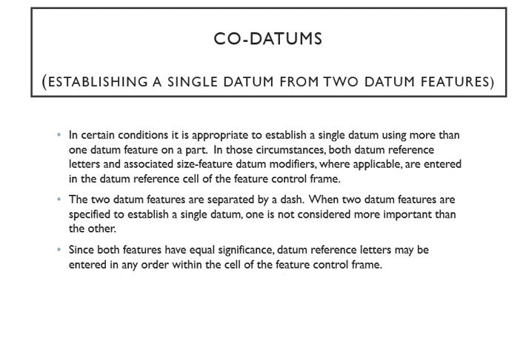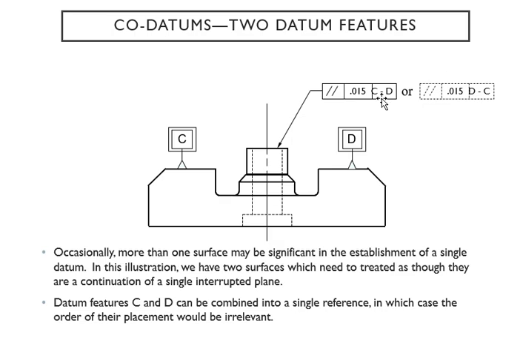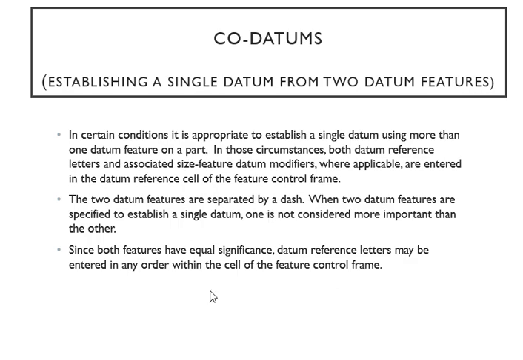And so in this case, you can put two datums in the same box if they have the same significance in the feature on that part. So make sure when you choose, you choose very carefully features of the same importance or significance. Okay, so that's the trick of it.